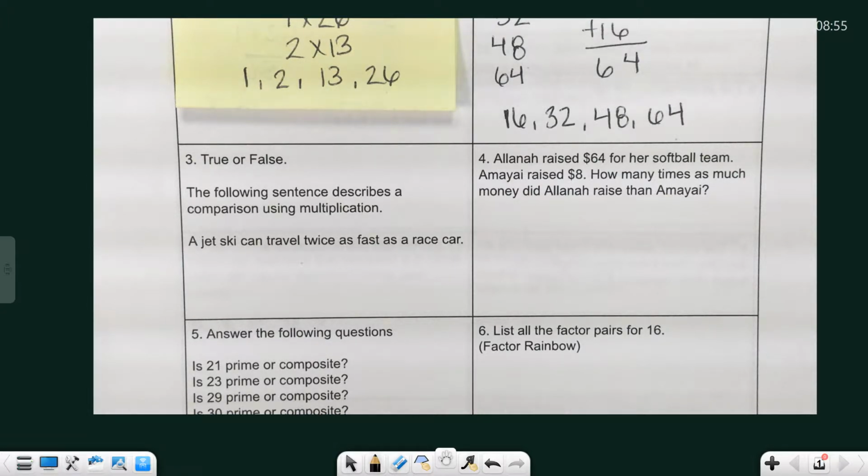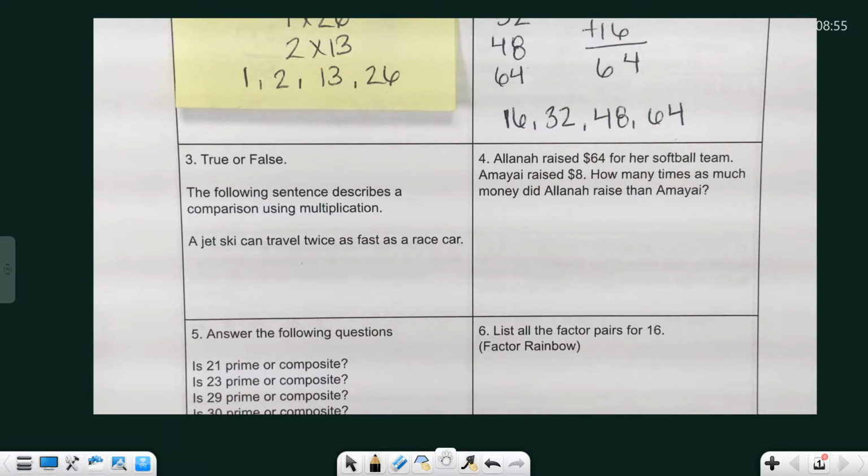Are we literally asking you, if I put a jet ski in water and a car on the street, which one's going? Are we literally asking you that? No. The question says the following sentence does a comparison using multiplication. So read this question again. Read the sentence again. A jet ski can travel twice as fast as a race car. Is this using a multiplicative comparison here?